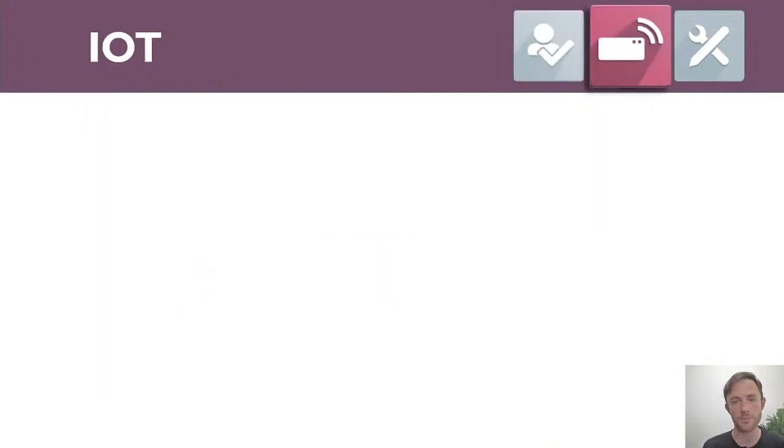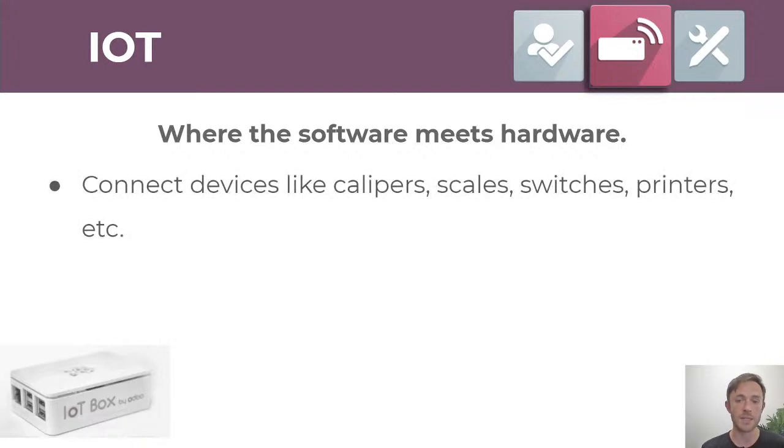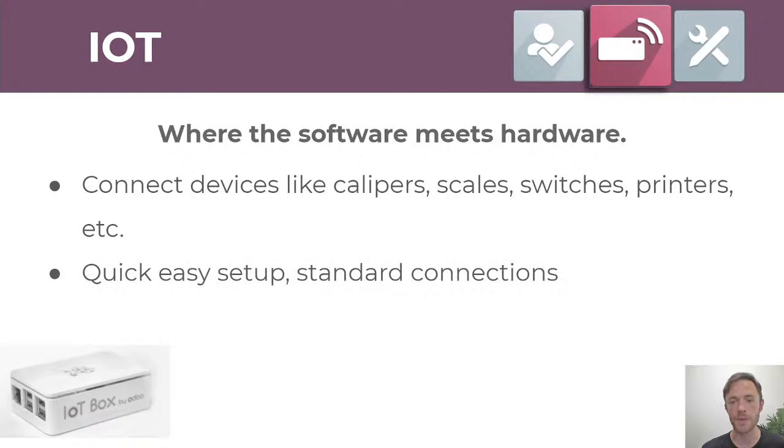IoT is short for Internet of Things, and it's all about connecting software to specific kinds of hardware. It's unique because it lets you hook up physical devices, a lot of measurement tools, for example, like calipers, scales, but also foot switches, printers that are maybe industry specific, that kind of thing. The setup within the IoT app is really easy, and it uses just standard connections like USB and Bluetooth.